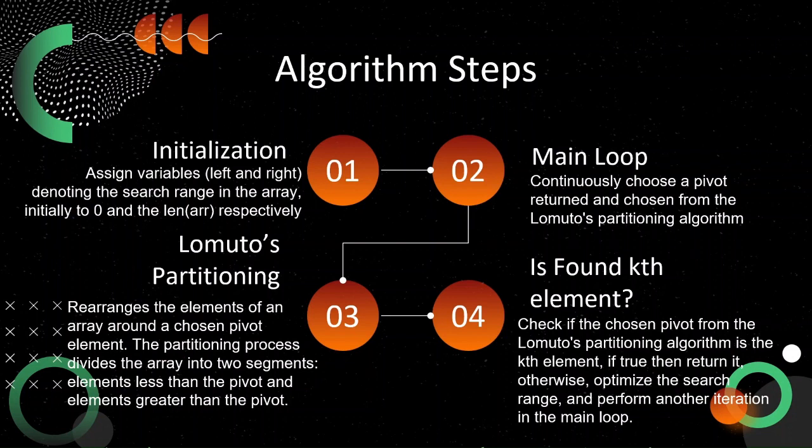Lomuto partitioning works as follows. It chooses the pivot as the first index of the given array, then gets hold of its index, which we will denote as p. Then we loop through all elements of the array and check if any element is smaller than the pivot value. If found, increment this p pointer and swap the values. Otherwise, we ignore any element greater than the pivot.